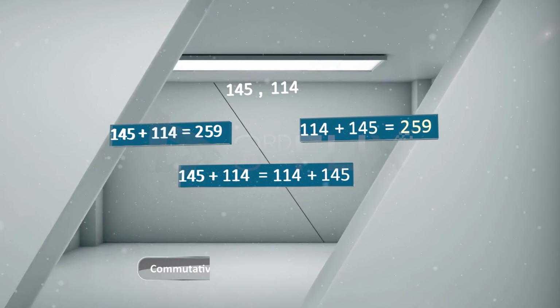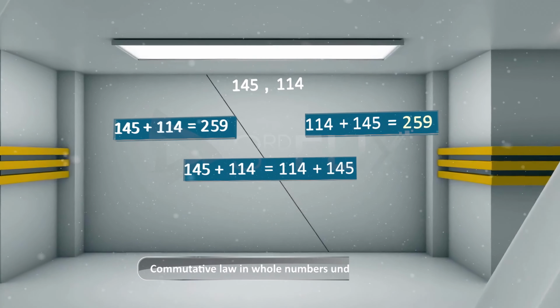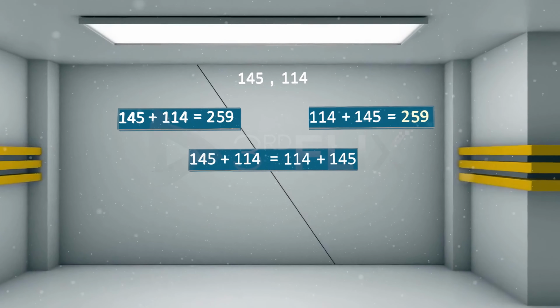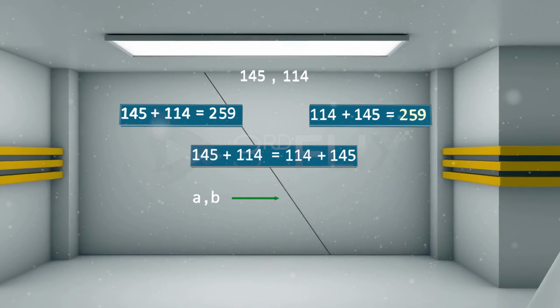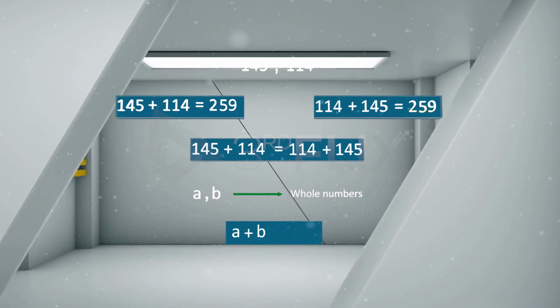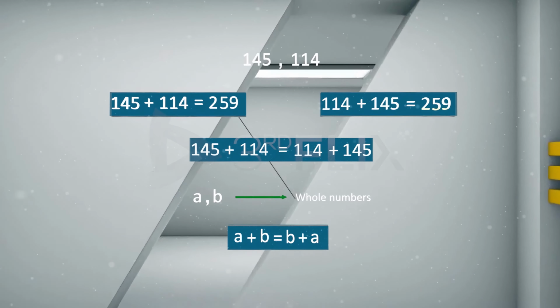This is called the commutative law in whole numbers under addition. If A and B are any 2 whole numbers, then A plus B is equal to B plus A.